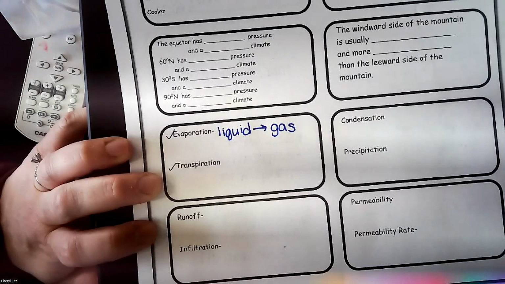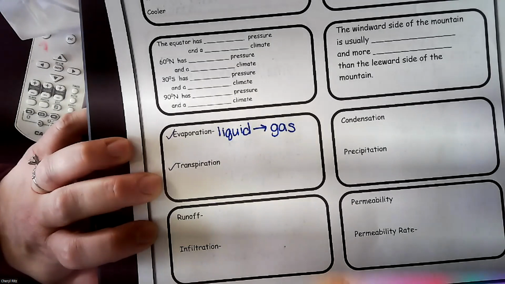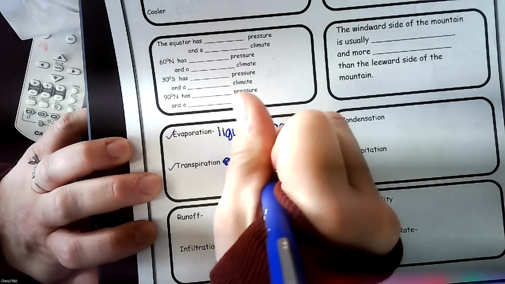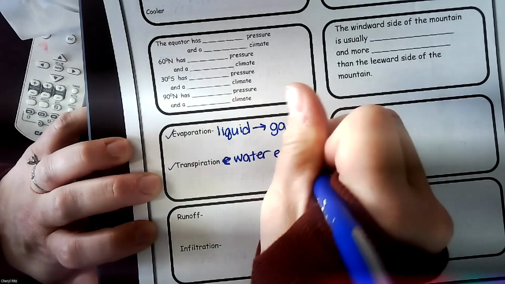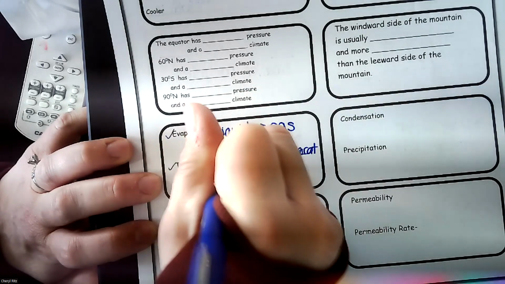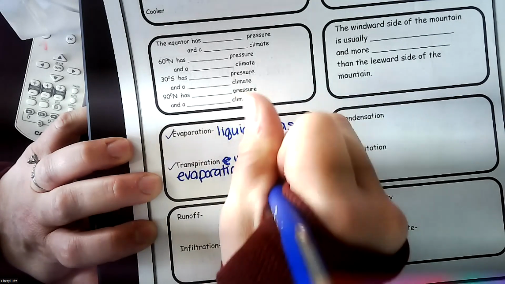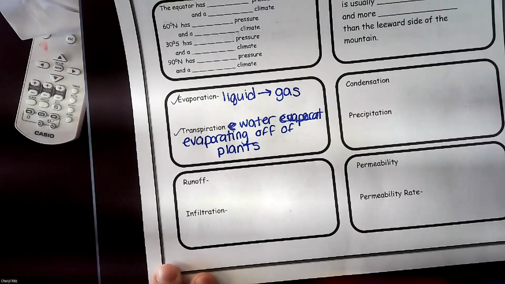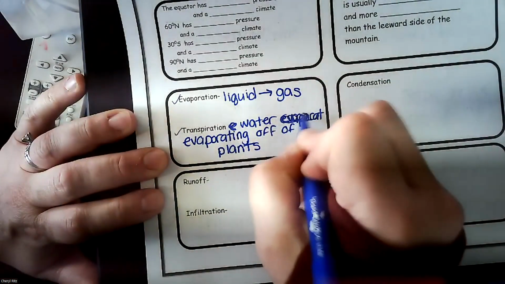What's transpiration? Plant sweat. As long as you know what plant sweat is, I'm good with it. It's just water evaporating off of plants. So it's really not that high tech. It's still water being evaporated, hence the ation part. Water evaporating off of plants.